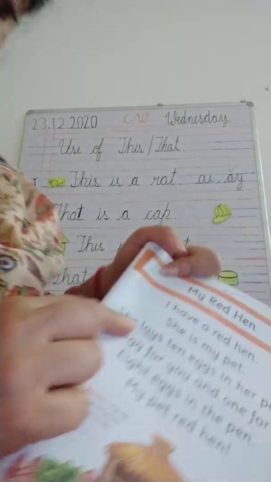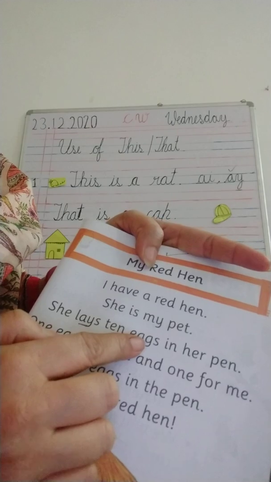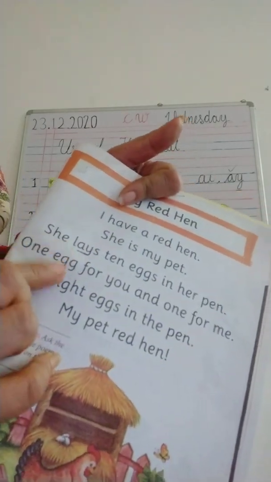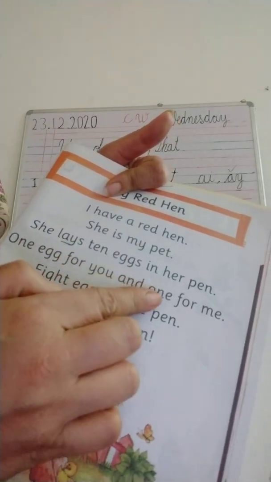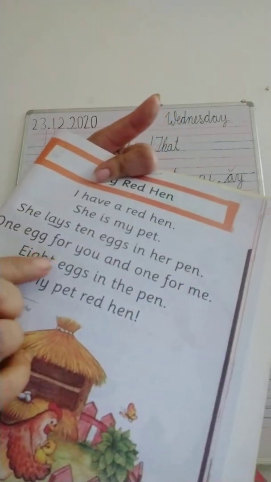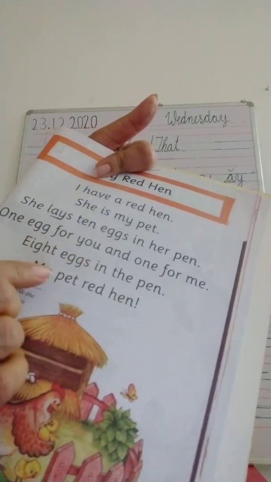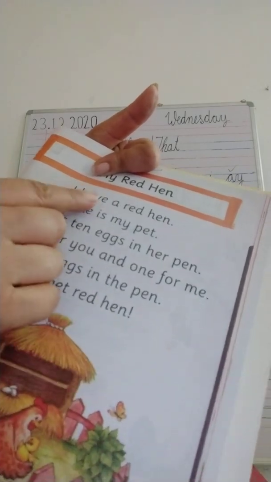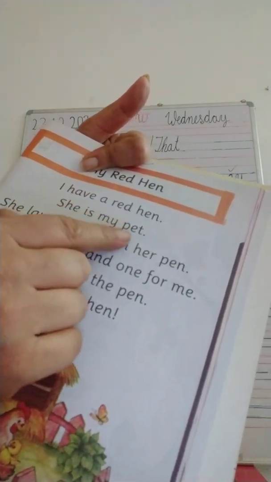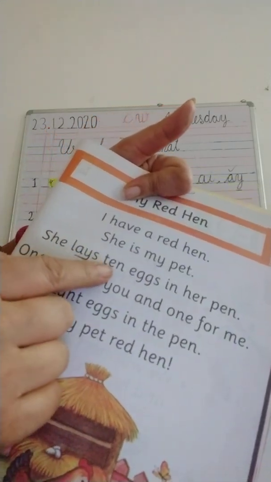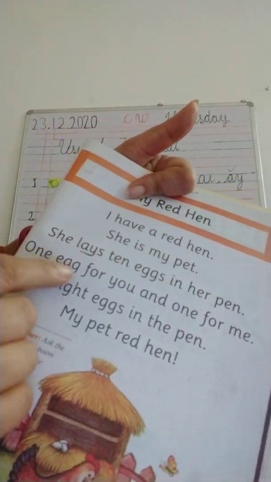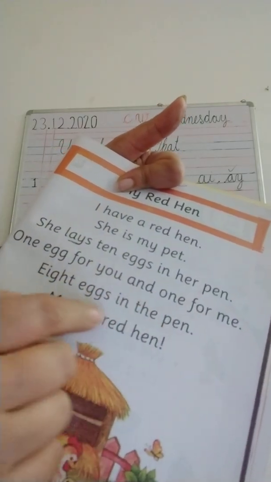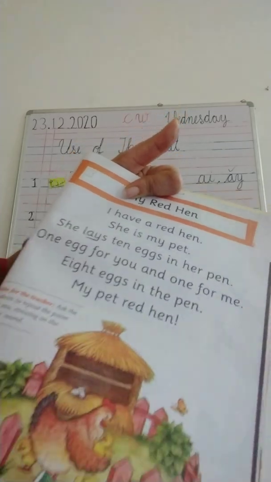So she lays 10 eggs in her pen. 1 egg for you and 1 for me. 8 eggs in the pen. My pet red hen. One more time you want to read? Okay. I have a red hen. She is my pet. She lays 10 eggs in her pen. 1 egg for you and 1 for me. 8 eggs in the pen. My pet red hen.